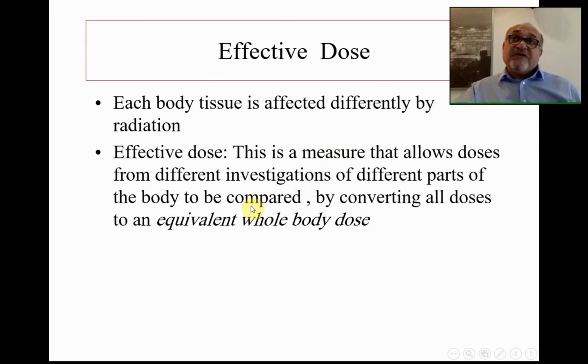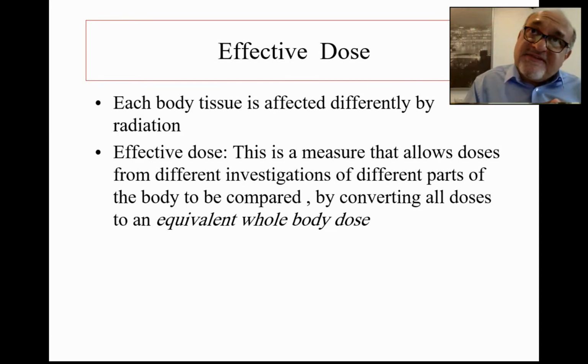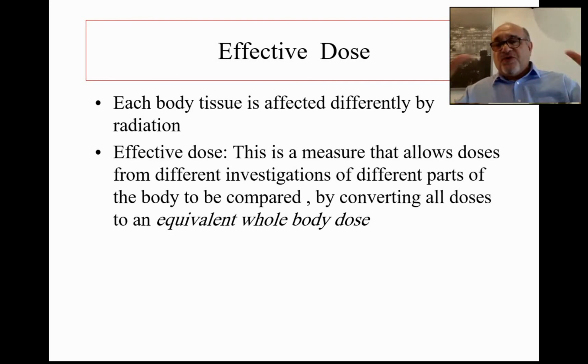In order to calculate the effective dose for the body, it is a measure that allows the doses from different investigations of different parts of the body, where each tissue is affected differently, to be converted into an equivalent whole body dose. That is the dose for the RBCs, white BCs, muscles, fibers, fibroblasts, organs, and so on. So you calculate all of these in order to have an equivalent whole body dose.